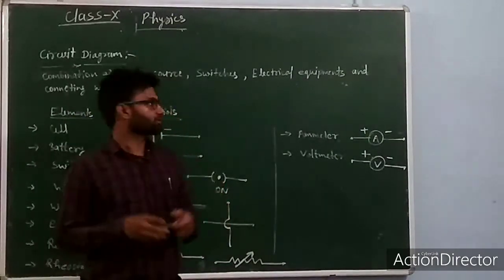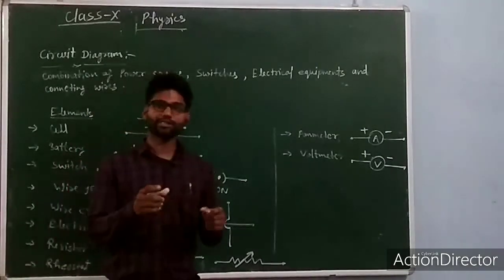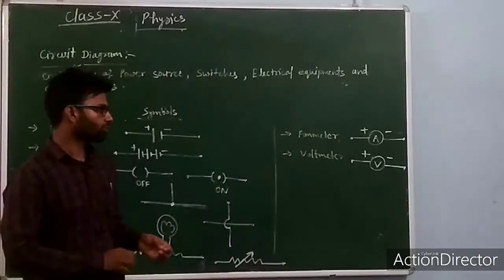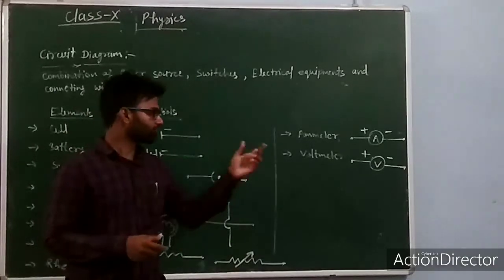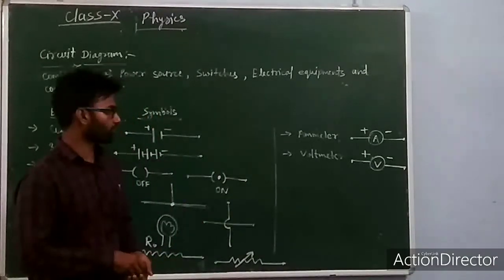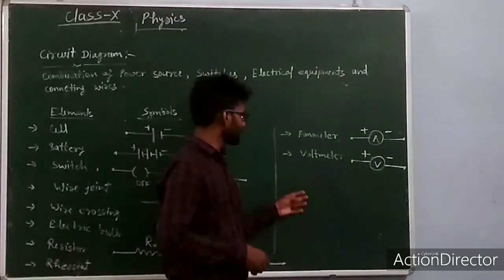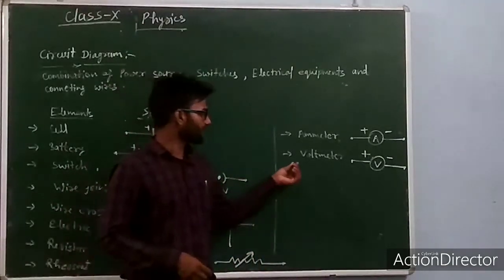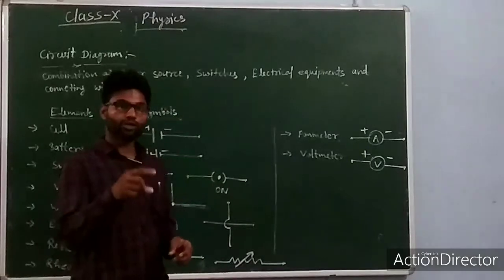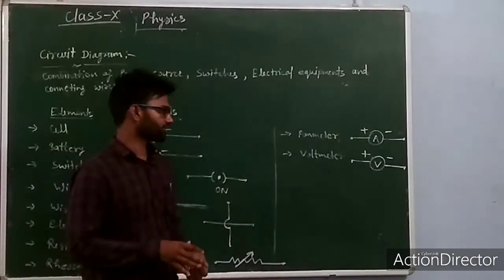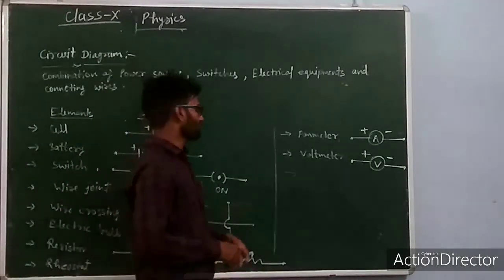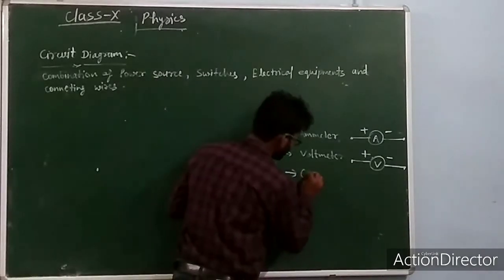If we have to calculate the voltage between 2 points, we will connect the voltmeter across those two points in parallel manner, right? In parallel manner, so that we can measure the voltage or potential difference between those 2 points.